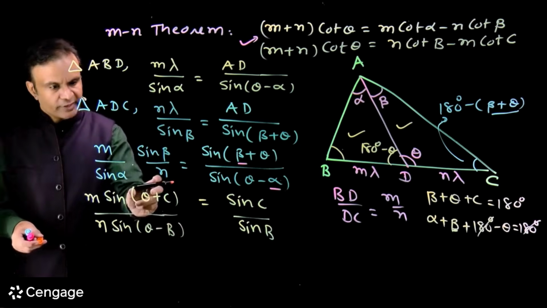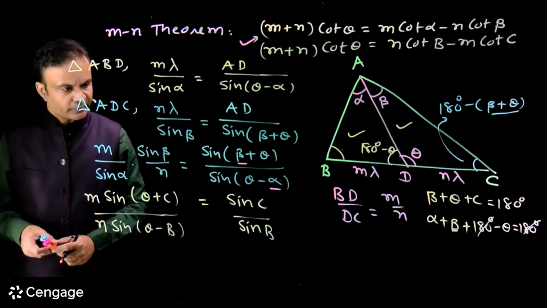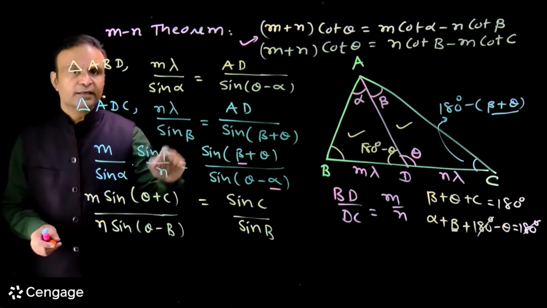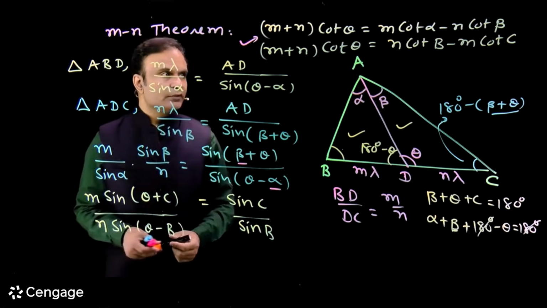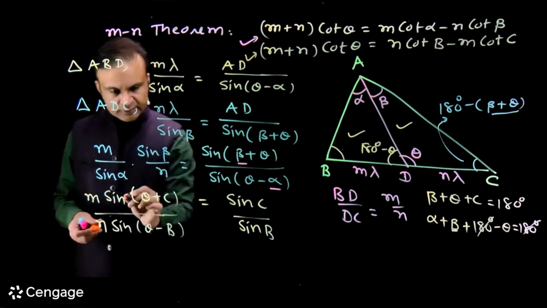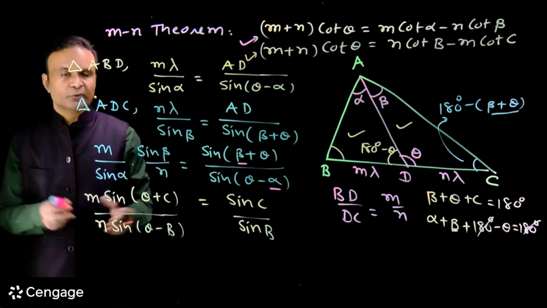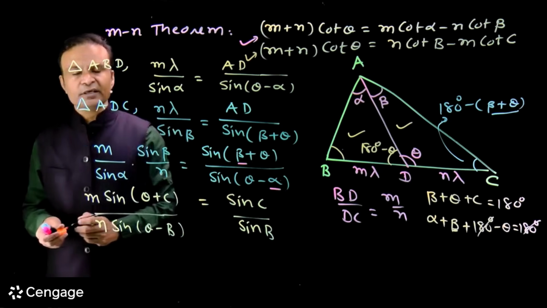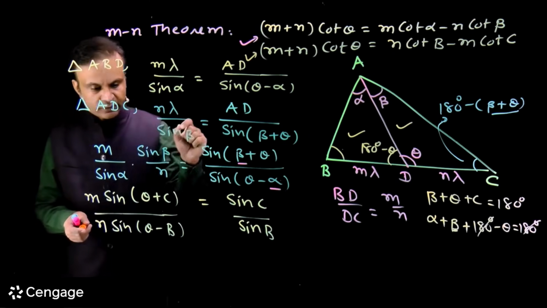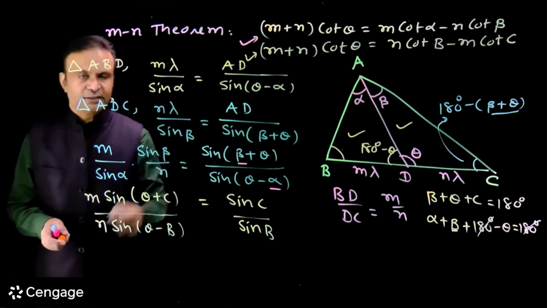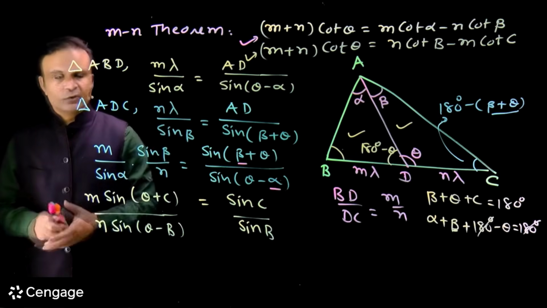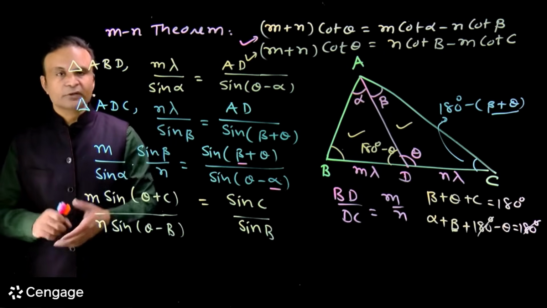Okay, now expand sine (theta plus C) and sine (theta minus B), cross multiply and divide both sides by sine theta, sine B, sine C, and we will get the second formula. Okay? You have to expand sine (theta plus C) and sine (theta minus B), cross multiply, then divide both sides by sine theta, sine B and sine C. Okay, you try it and you will get this formula. Okay, now let's find some applications of the MN theorem.